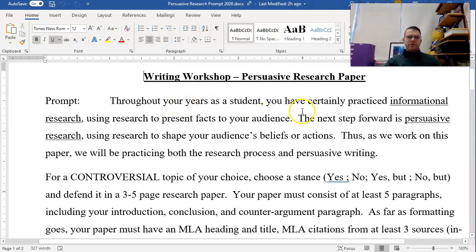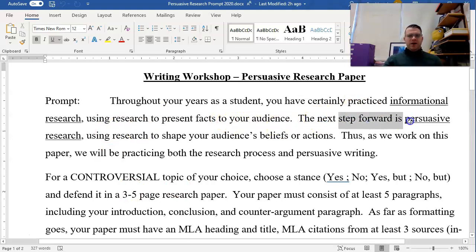Throughout your years as a student, you've certainly practiced informational research, things like your article reviews for biology, any sort of poster project you've done these past couple of years. If you had Miss Im for English 1, you probably did the pirate research project, or if you had Mrs. Schley, World War II research. That's informational research. It's using research to present facts to your audience.